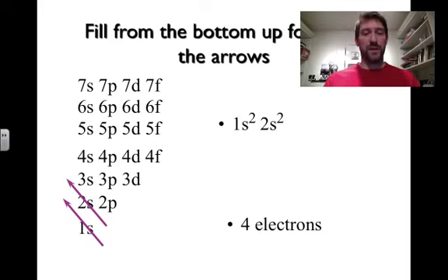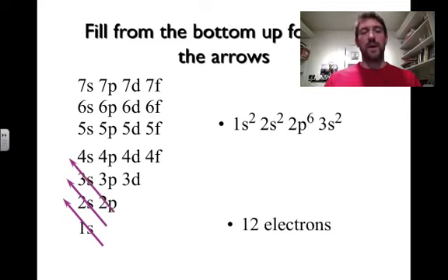If I need to fill those in, notice I work my way up and I fill out the 2s as well. So now I have 1s2, 2s2. If I need to add more electrons, in this case up to 12 electrons, I would fill up the 2p, then I would fill up the 3s, and you can see the p shape now holds 6. So when it's filled up, it's got 6 electrons in it, but all those s's up there have 2.